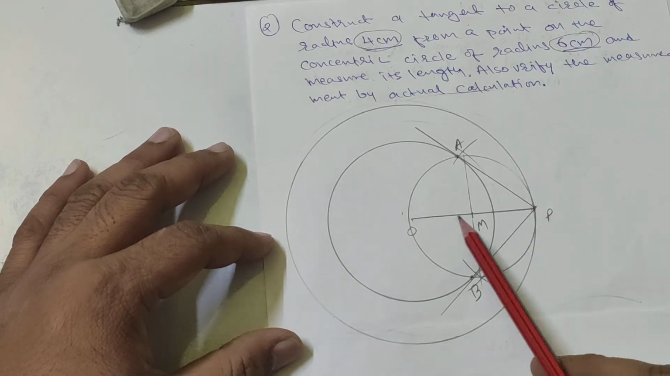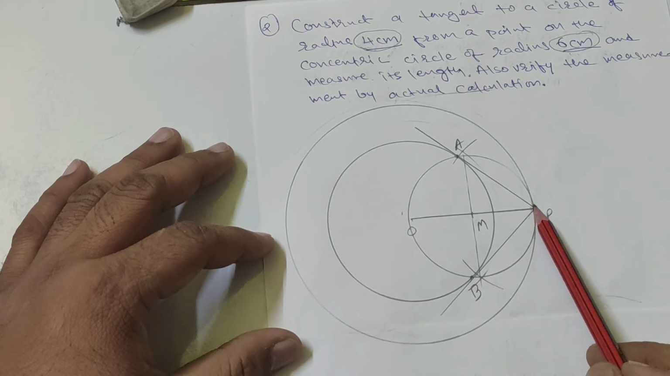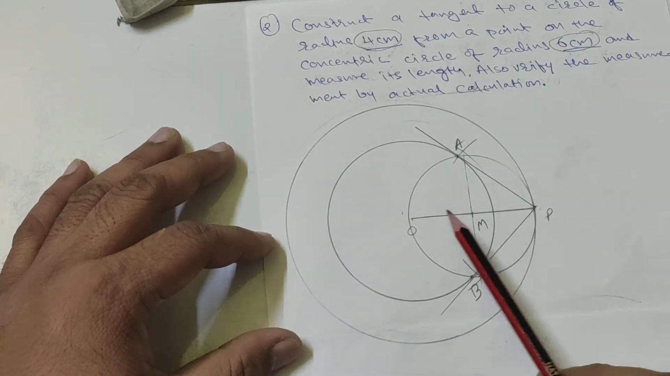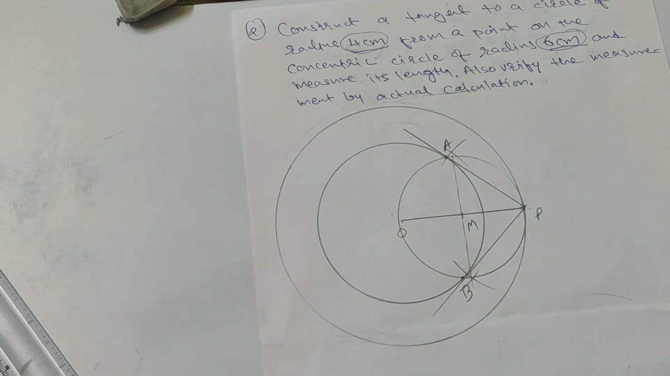So in the first construction, a point was given outside the circle at 10 centimeter, and here it has been taken 6 centimeter away. So you can do this also. It is similar to that one.